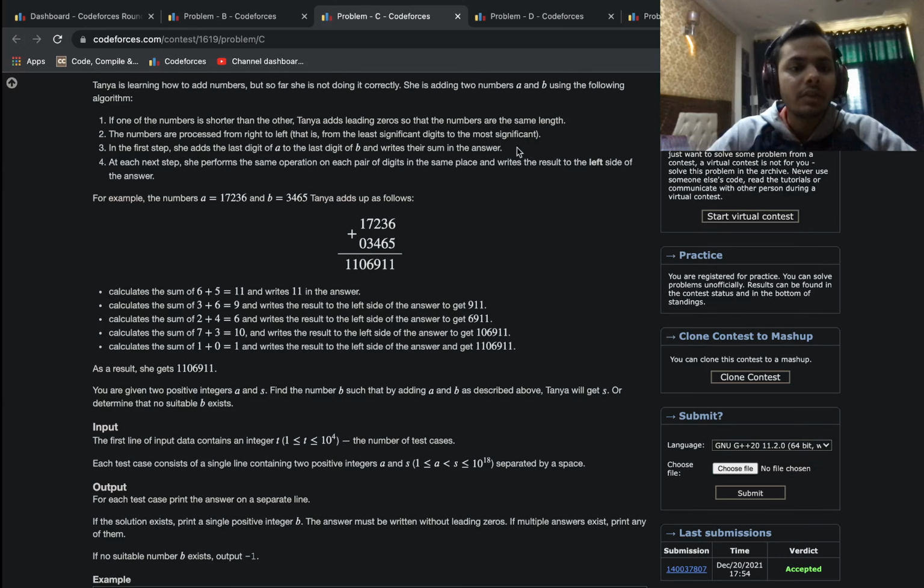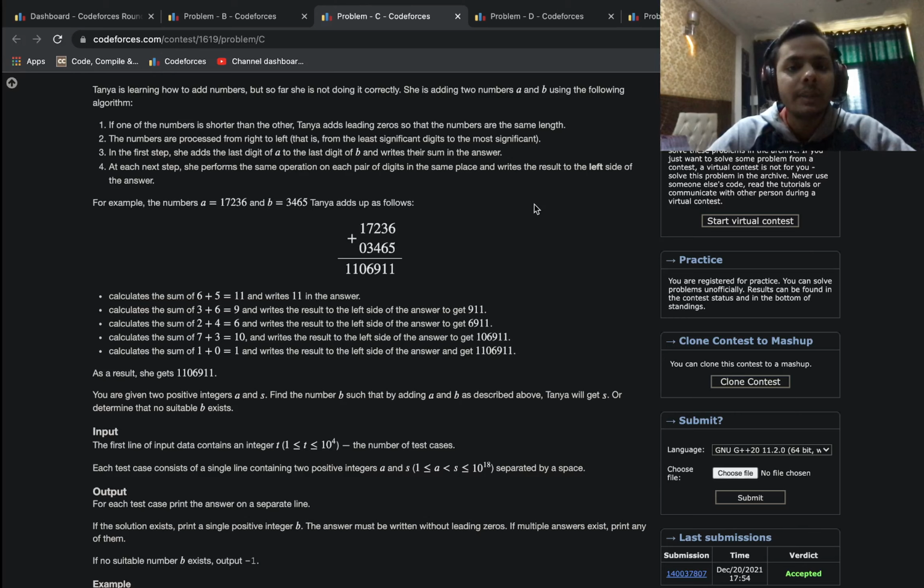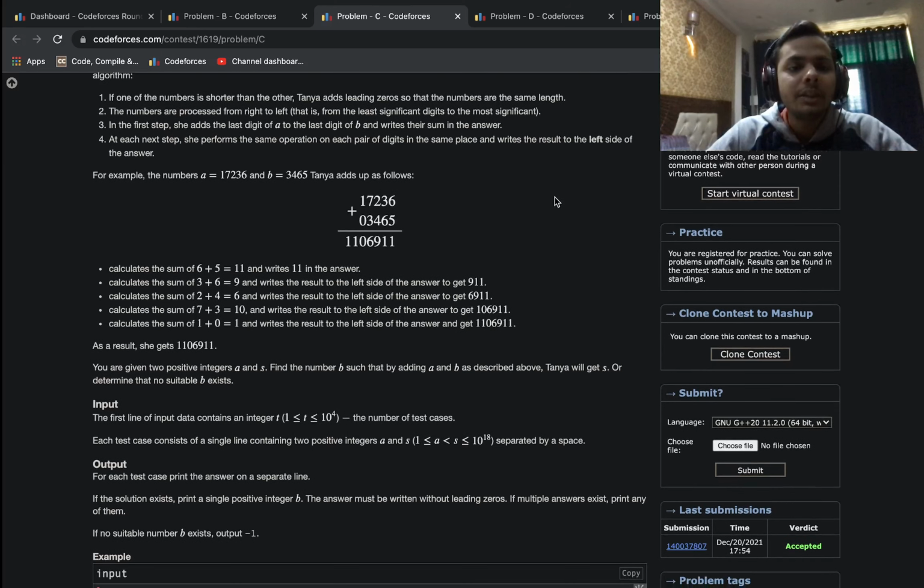But this is where the problem comes. In the first step, she adds the last digit of A to the last digit of B and writes their sum in the answer straight away. But in general addition, we don't do this, right? If the sum of the digits exceeds 9, then we make some carryover. But here she is not doing any carryovers, and she is straight away writing that answer into her final result. And at each next step, she performs the same operation on each pair of digits in the same place and writes the result to the left side of the answer. So basically, she keeps repeating step number 3, which is not a very good thing because it is incorrect.